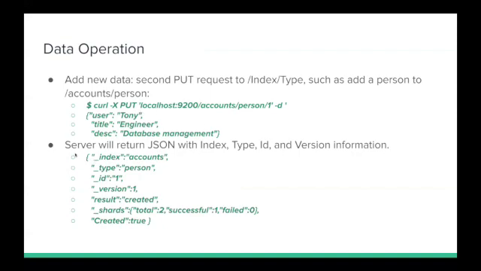And of course, the server will return a JSON with index, type, ID, version information, etc. The following code is an example of the output here. So you can see the index is accounts, the type is person, the ID is 1, the version is 1, and the result "created": true means the operation was successful.